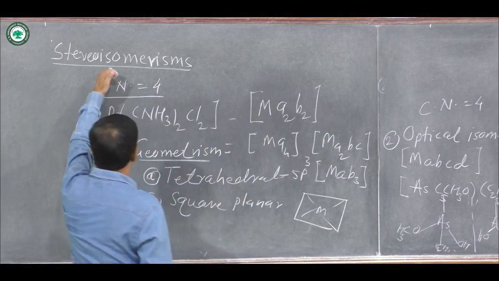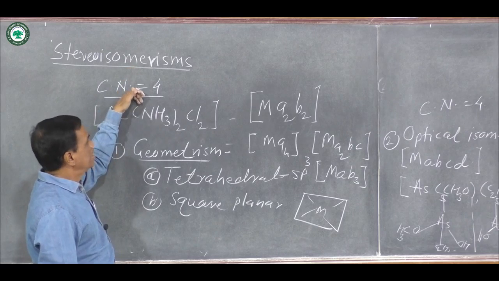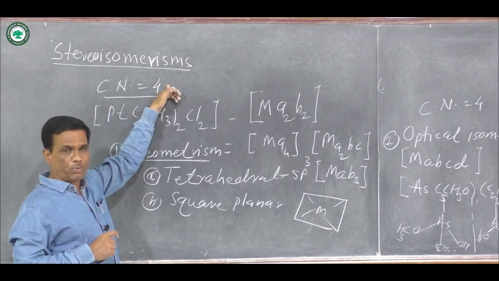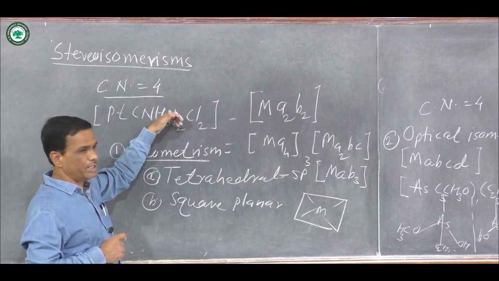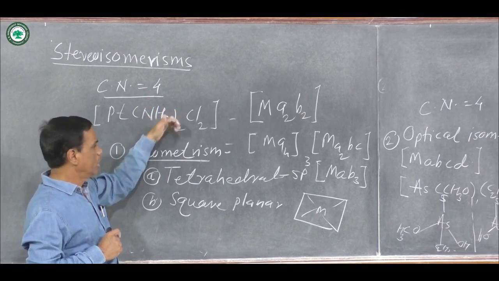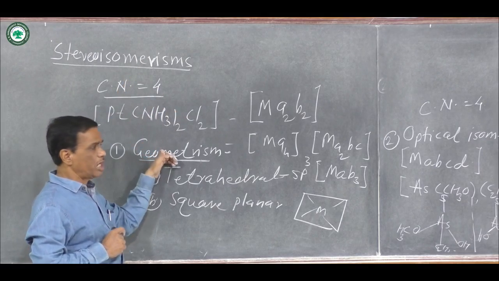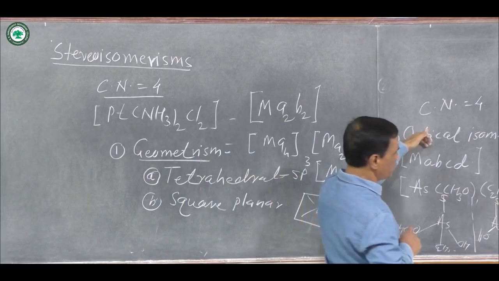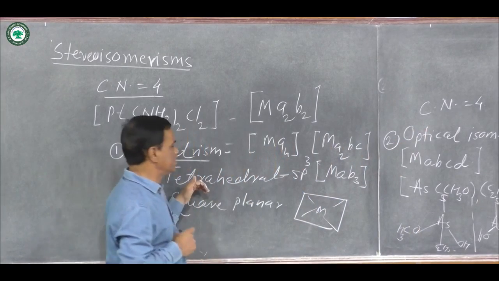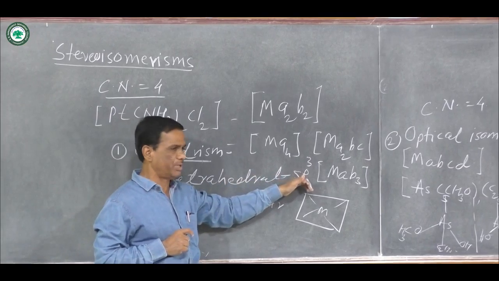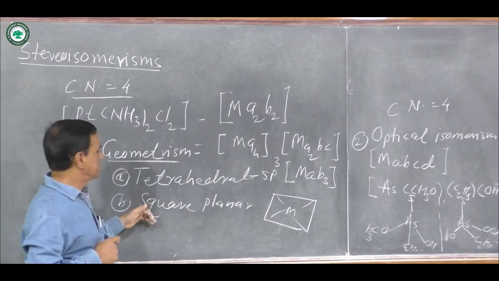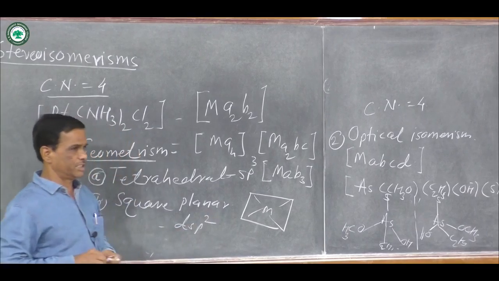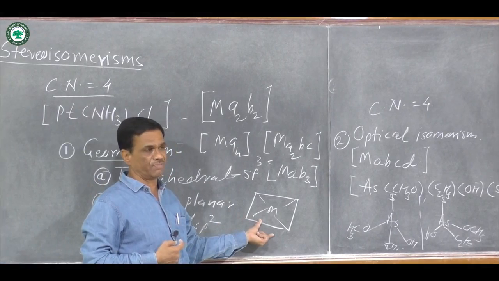This is the first point in stereoisomerism having coordination number equal to 4. Listen again: in coordination number 4, there is a formation of 4 coordinate bonds and 4 ligands are directly attached to the central metal atom or ion. In stereoisomerism, there are 2 types of isomerisms: one is geometrical isomerism and the second is optical isomerism. In geometrical isomerism, there is a tetrahedral arrangement, sp3 hybridization, with a tetrahedral shape. The second is square planar arrangement, with dsp2 hybridization, and the structure of the molecule is square planar.